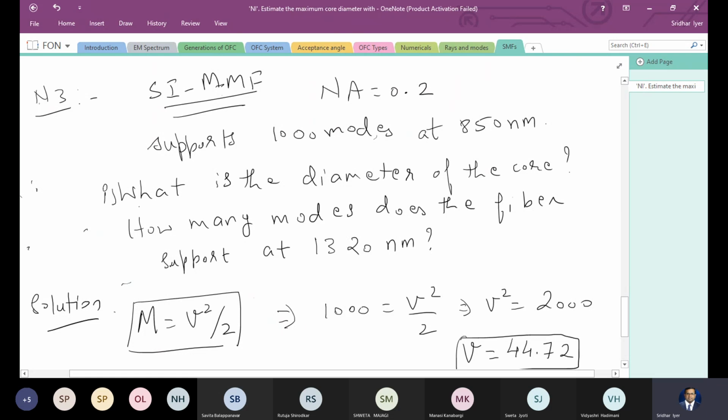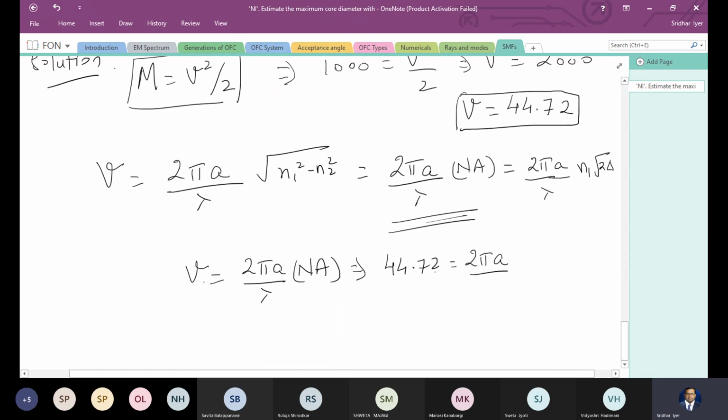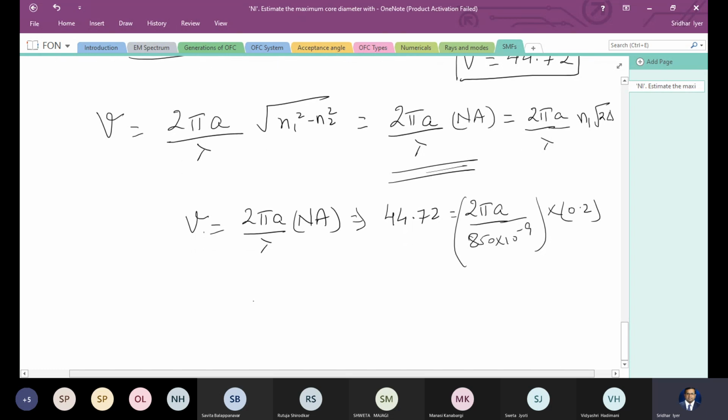Okay. So this is the first part. What is the diameter of the core for which the operating wavelength is 850 nanometer? There is a second part of the question. How many modes does the fiber support at 1320 nanometer? That is the second part. So please don't take lambda as 1320. For the first part, the value of lambda is 850 nanometer. So you get 850 into 10 raised to minus 9 into NA, which is having a value of 0.2, right? So here the only unknown is a, and that is exactly what we need to find. What is the diameter of the core?